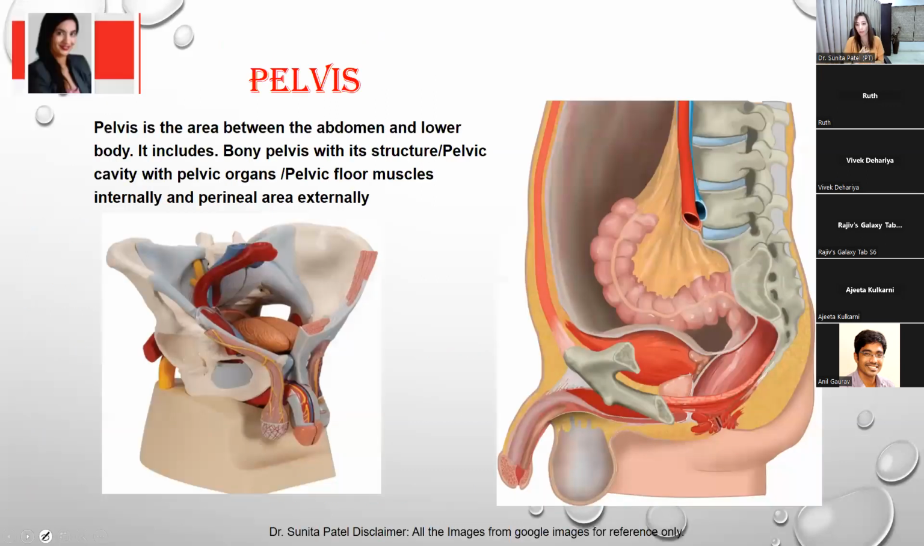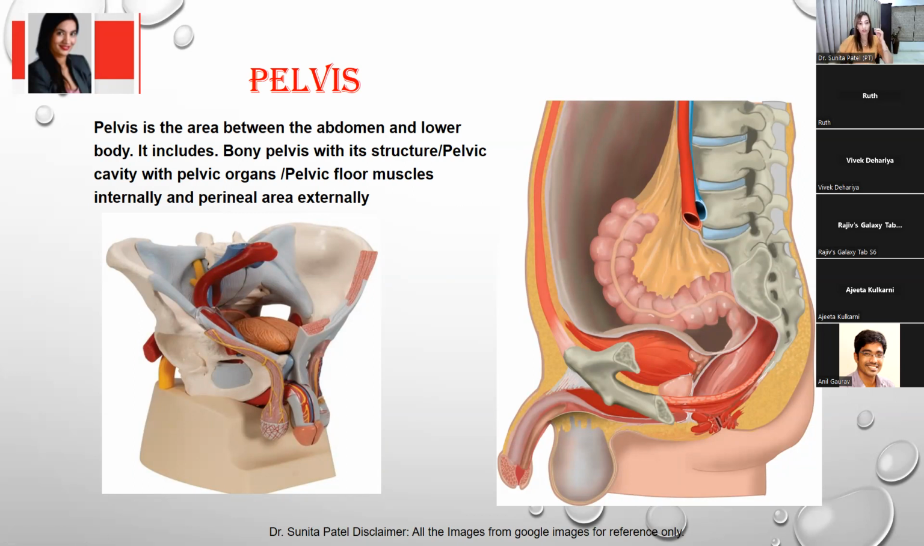So I'm so happy again to have all of you. And this is a beautiful image which you can see here on the screen. The pelvis is the area between the abdomen and lower body. It includes the bony pelvis with its structure, the pelvic cavity with pelvic organs, then we have the pelvic floor muscles internally, and the perineal area and external genitals externally.